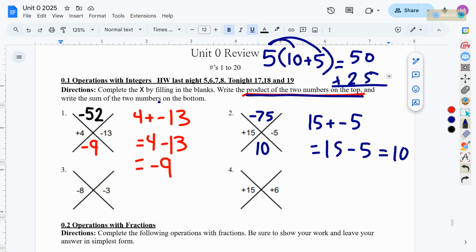So why don't you check your own understanding and see if you can do 3 and 4. This would be a good time to pause the video and try to do that part and check the answers when we're done.